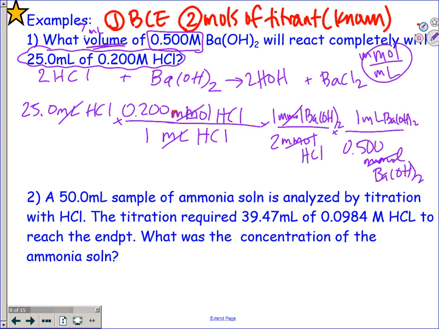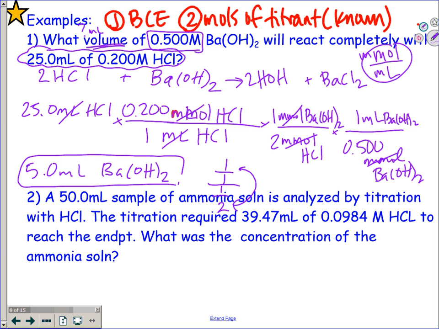5 divided by 2, 2.5. But then what happens when you divide by 0.5? You're actually multiplying by 2, so those cancel each other out, right? When you divide by a half, you're multiplying by 2. You guys have your own terms, I have my own terms. But it's 5, because this 2 cancels with this 2. 5 milliliters of barium hydroxide. Look at you mental math wizards.